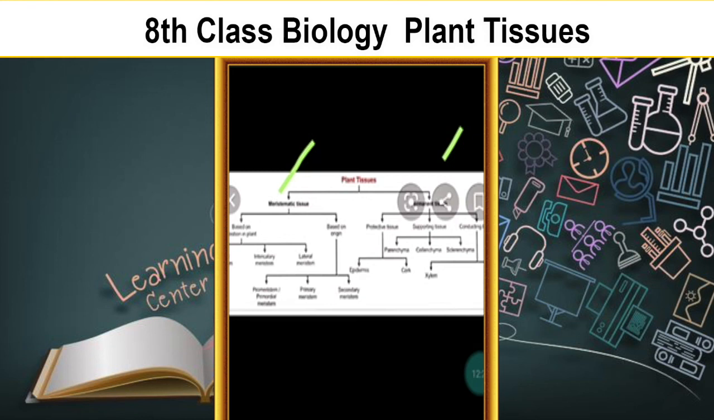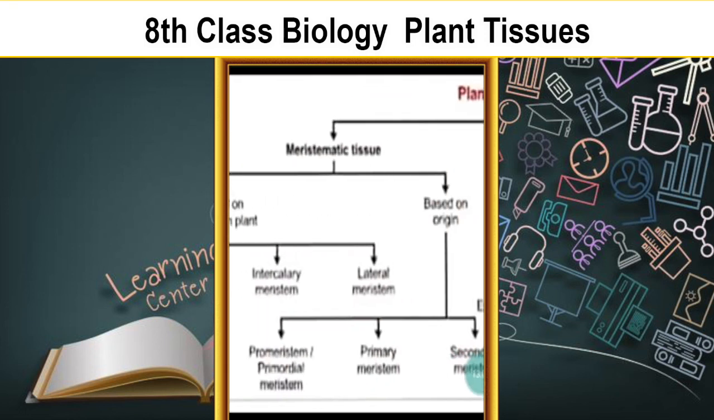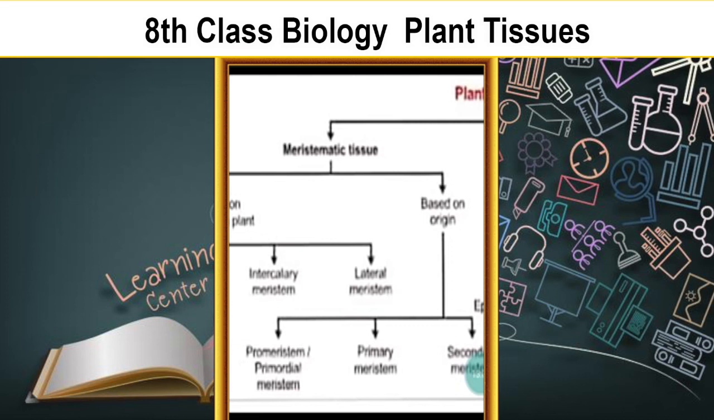In the meristematic tissue, based on position in the plant and based on origin, we have different methods. Based on position, there are three types: apical, lateral, and intercalary. Based on origin, there are the primary meristem, the secondary meristem, and the promeristem.